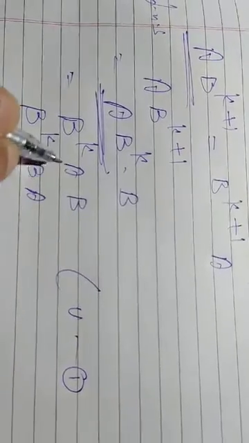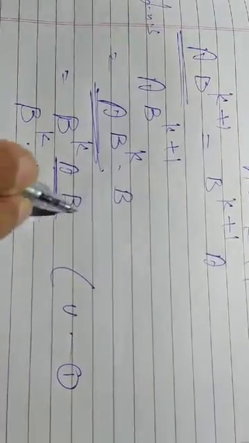Then this can be written as B^k into B into A, where AB is equal to BA, given. Multiply this, B^(k+1) into A.